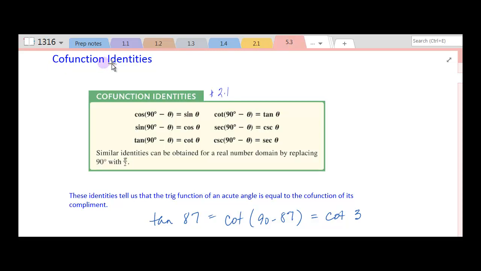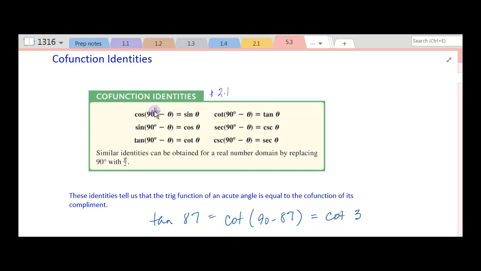So we're going to look in this section again at cofunction identities. Although we have already addressed cofunction identities in a previous chapter, we look at them one more time because these cofunction identities, listed here, can actually be derived using the sum and difference identity for cosine as well as a couple of other identities. So here we have them listed for you in this box.